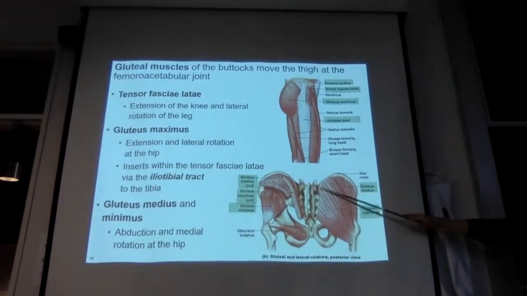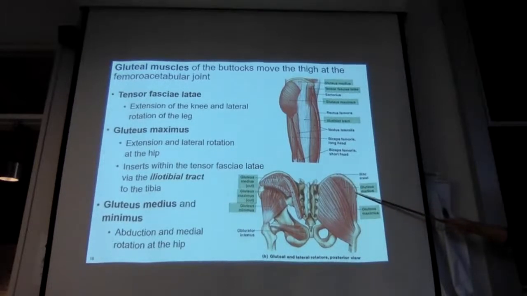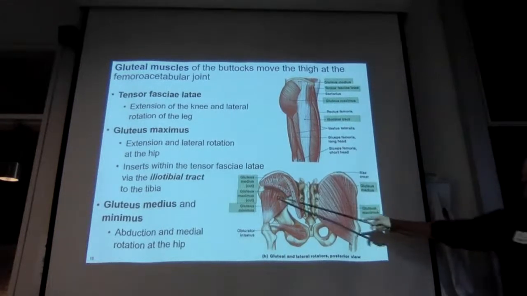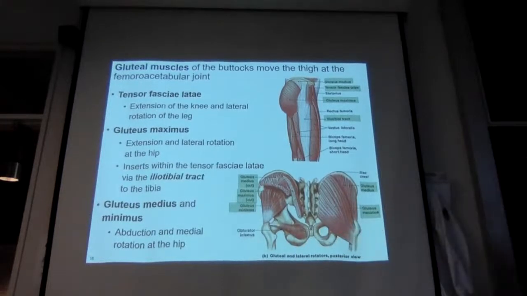It is attached to the iliac crest, but the gluteus medius goes all the way around the iliac crest on the posterior side. And gluteus minimus, you have to cut both away to see it clearly. Here's gluteus minimus. Gluteus maximus and tensor fasciae latae.